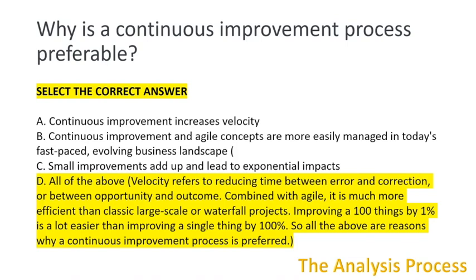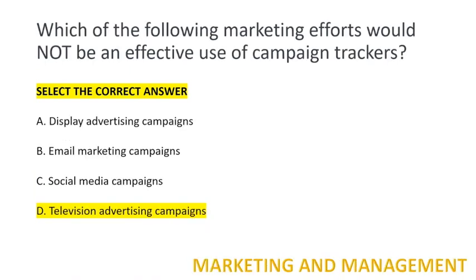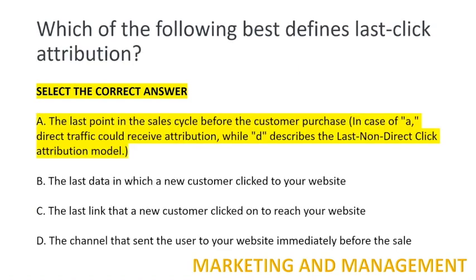Velocity refers to reducing time between error and correction, or between opportunity and outcome. Combined with agile, it is much more efficient than classic large-scale or waterfall projects. Improving 100 things by 1% is a lot easier than improving a single thing by 100%. So all the above are reasons why a continuous improvement process is preferred.